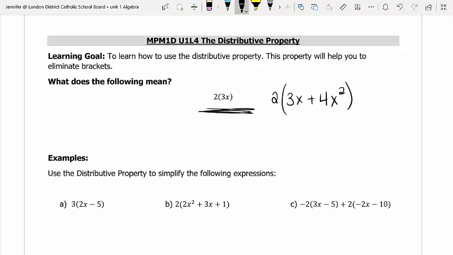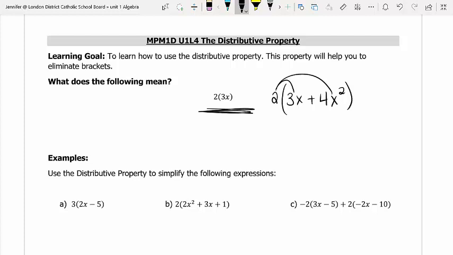Okay? So basically the way the distributive property works is you take the constant outside of the brackets and you multiply it by each of the terms inside of the brackets. So I would do 2 times 3x, and then I would do 2 times 4x squared.